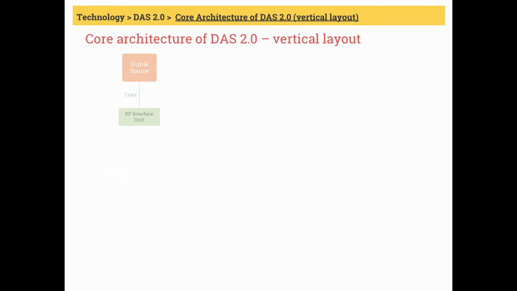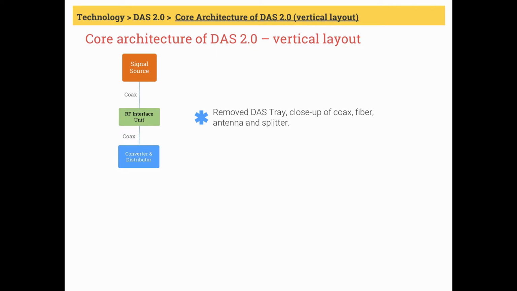We start with signal source which feeds RF signal to RF interface unit through the coaxial cable. In the last slide, we introduced DAS tray, but here I removed it to keep it simple. RF interface unit feeds the signal into a converter or distributor through coax. Converter converts RF to optical signal and distributes optical signal to multiple converters. These are remotes.